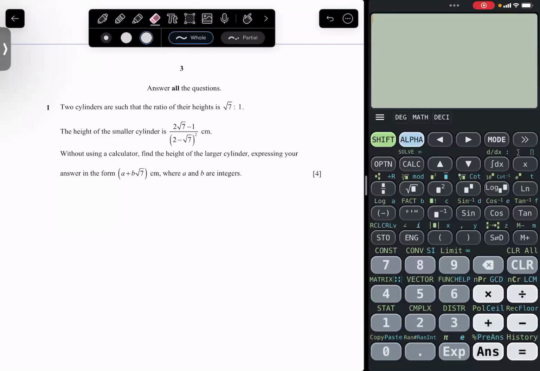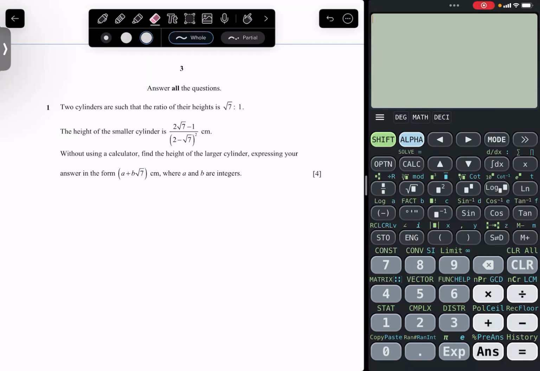Cedar Girls 2024 prelim question 1. Two cylinders are such that the ratio of their heights is square root 7 is to 1. The height of the smaller cylinder is (2 root 7 minus 1) over (2 minus root 7) squared. Without using a calculator, find the height of the larger cylinder, expressing your answer in the form a plus b root 7, where a and b are integers.